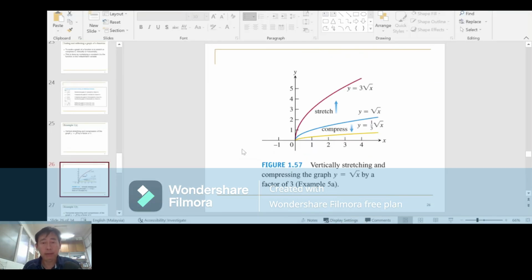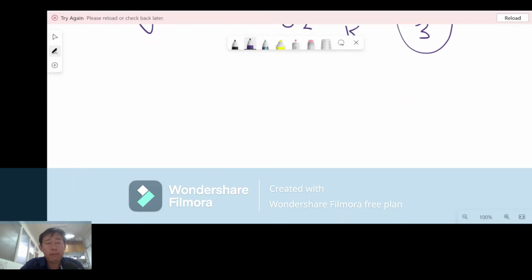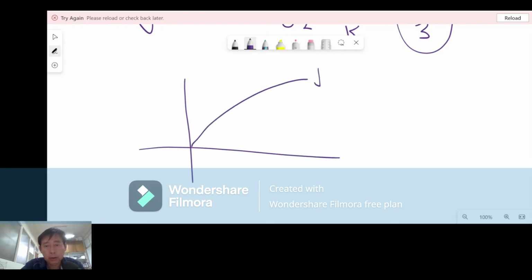You can also make a stretching, like a vertical stretch. You stretch the original function by, say, a factor of 3. When you stretch the function by a factor of 3, that amounts to saying this. Okay, let me try to reproduce the argument again.